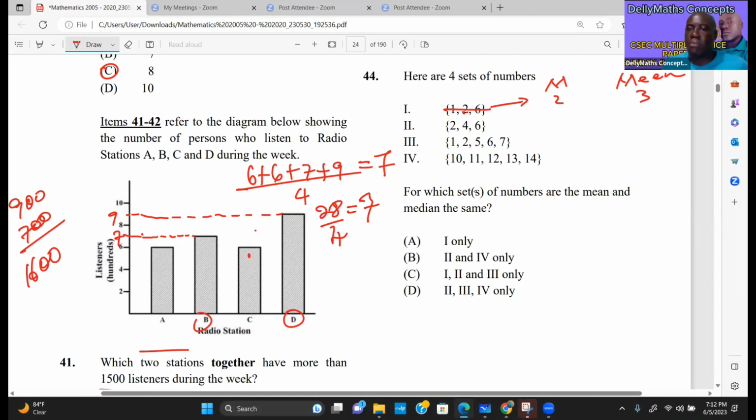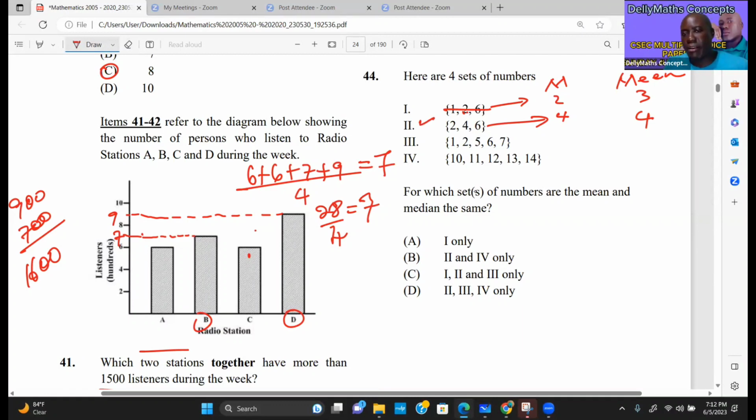You want to check the median and the mean. They're asking which one is the same, so you're going to have to work them. The median is 4. 2 plus 4 is 6. 6 plus 6, 12. 12 divided by 3 is 4. So this one is a good candidate, and I'm getting this one to be correct. You have to check all.